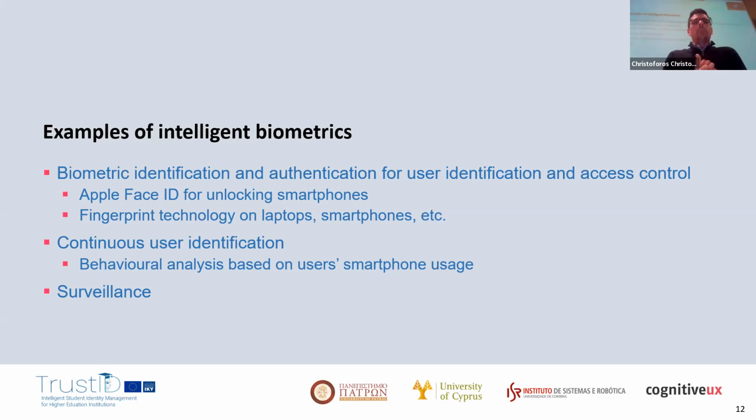And other examples include user identification, so identifying who a particular person is continuously, not one-off identification. And the last example is used in surveillance. When governments want to do some sort of surveillance, they can use, let's say, CCTV cameras that capture people on the streets and so on, and recognize the persons from the camera stream.